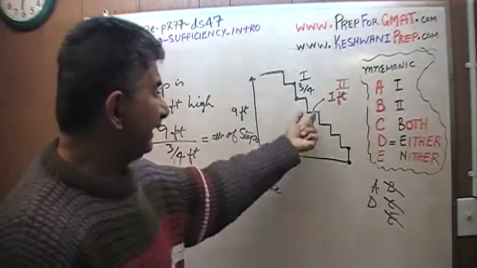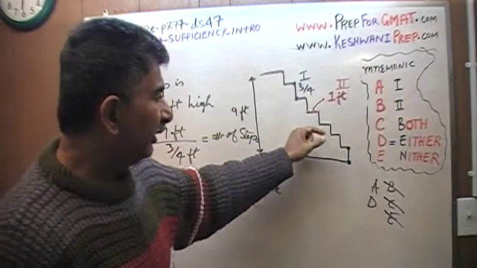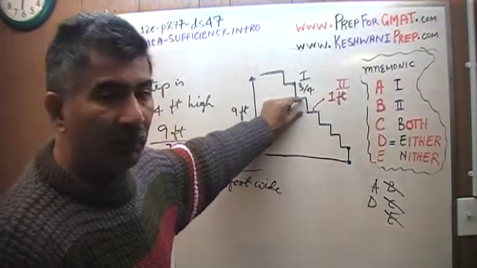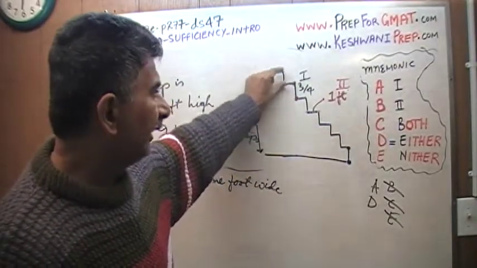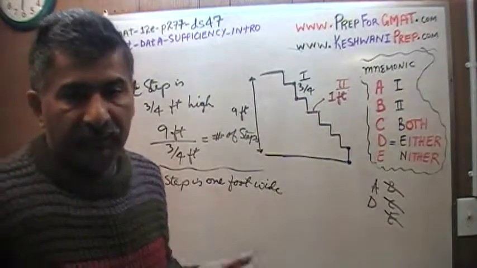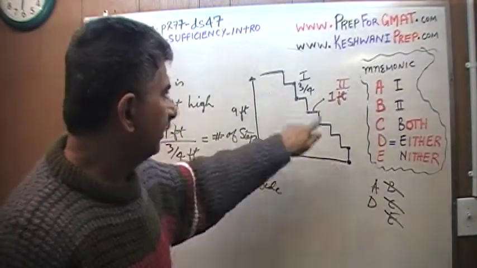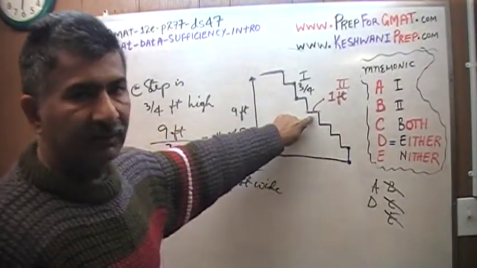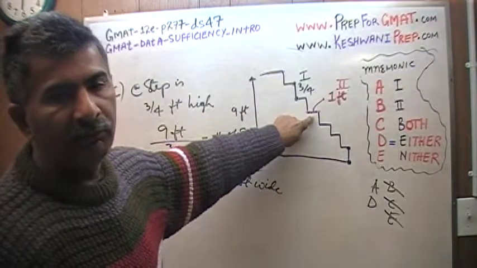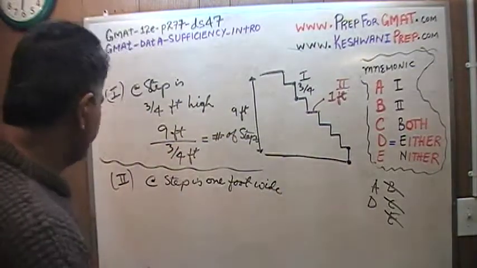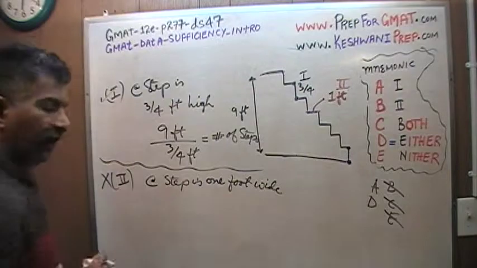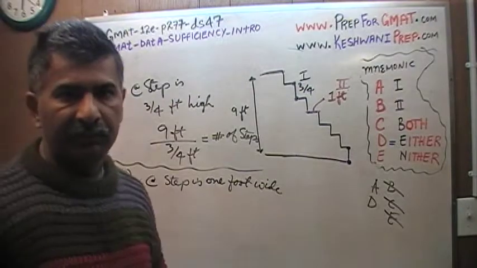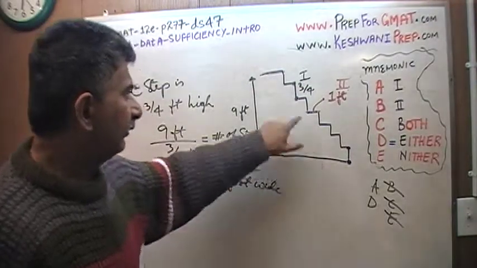Knowing how wide each step is, it's not going to do us any good in figuring out how much I raise my body each time I take one step. That's what we have to figure out here, because we're trying to go from here to here. Knowing how wide that step is does us no good at all. It is worthless information. Second statement is not going to be able to help us in determining how many steps we need to take in order to go from the first floor to second floor.